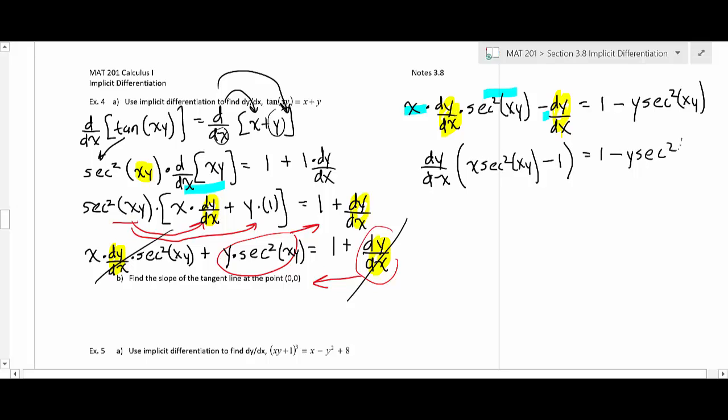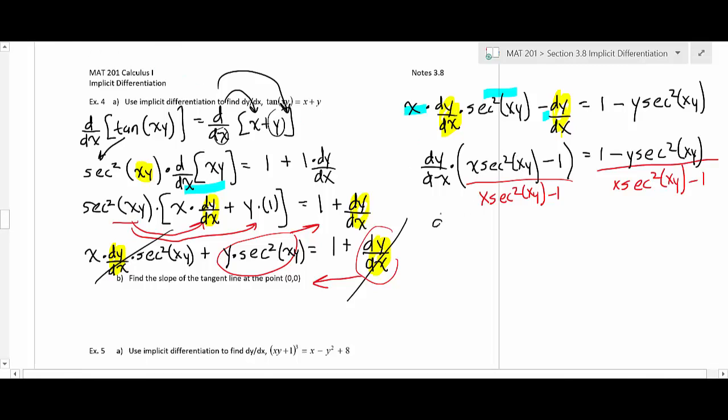And then one more step, and we are done. What's the last step? Yeah, divide by all that, right? You're trying to get dy over dx by itself. This is a factor that's multiplied by that. And so what we do now is we just divide both sides by x secant squared xy minus 1. You can do that step in your head, too. You don't have to necessarily show this step. You can just write the answer if you want to.